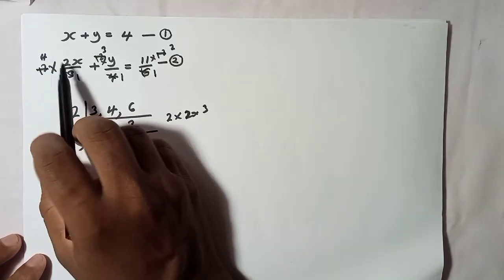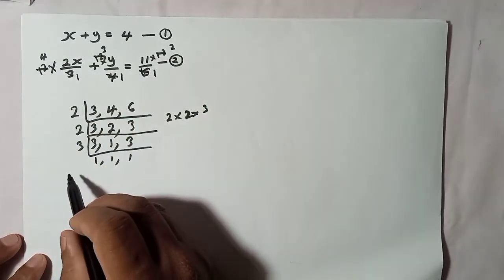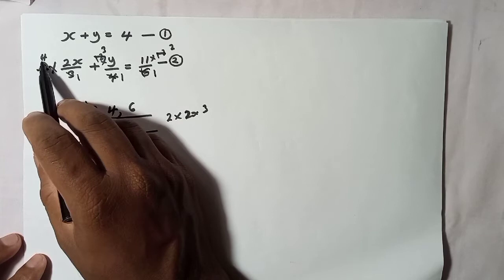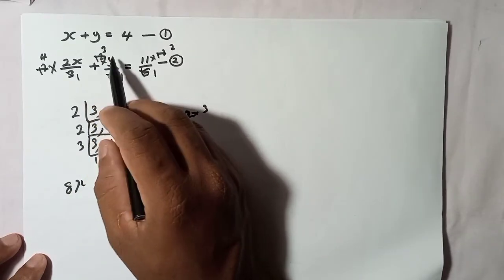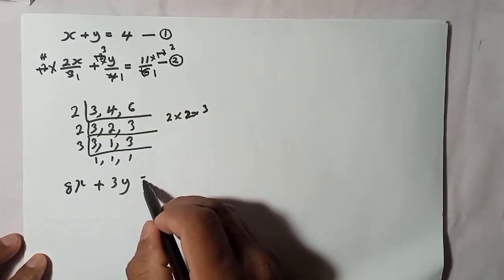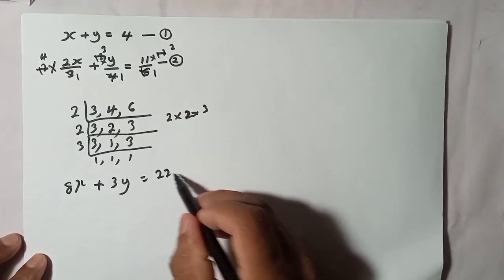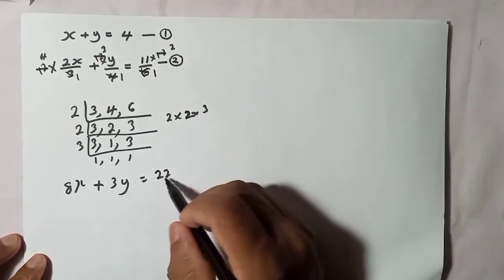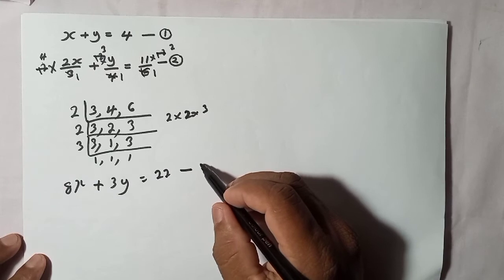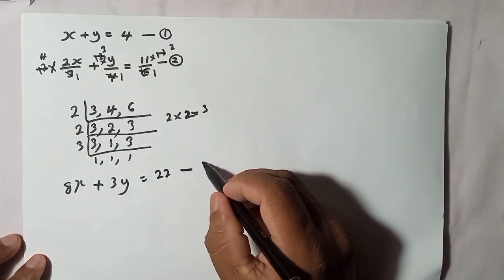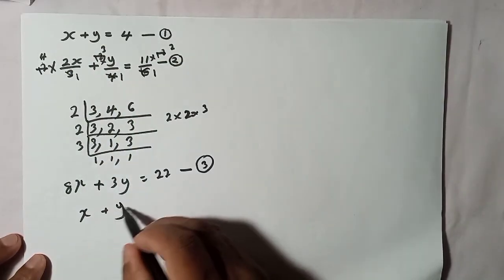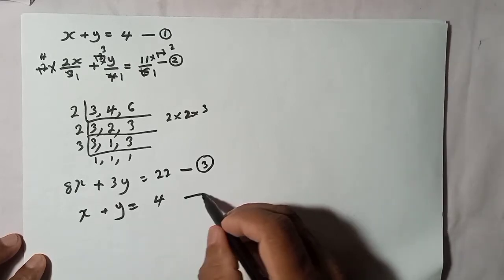Now 4 into 2x, it will be 8x. Here 1, you don't need to care about that. Now this 12 becomes 3, so 3 into y, 3y, so plus 3y. And here it will be 2 into 22, no, 2 into 11, it will be 22. So this is the second equation again, or you can name it equation 3. For the first equation there's no problem, so you can use the same equation, and here equation 4. So this is the first equation.